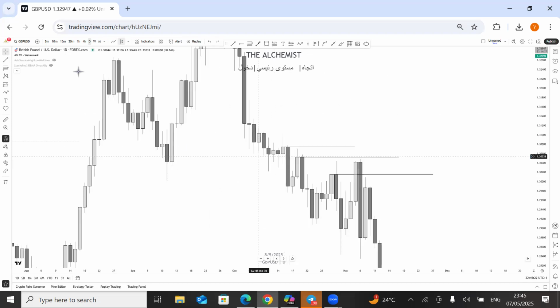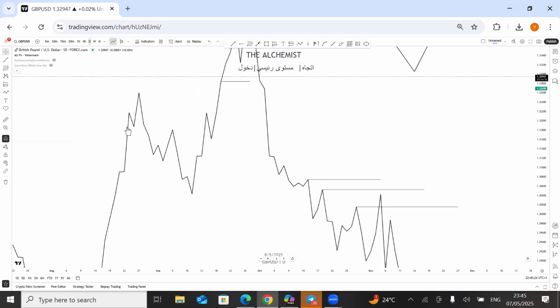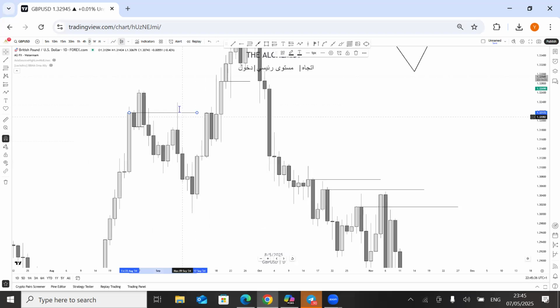Let's see. We have this QMR level. Here's a QMR where price broke structure. Here's a break of structure to the downside. Then, yes, at the QMR level, we were expecting price to reverse. Price came back to its QMR level and we had to sell. That was a clean one.